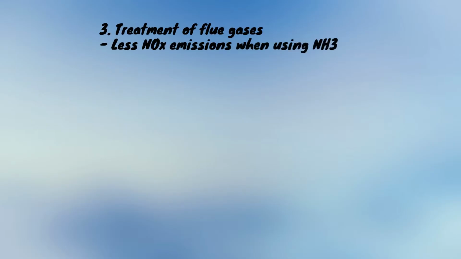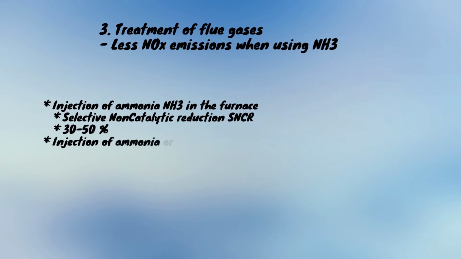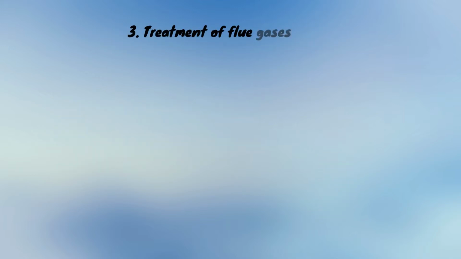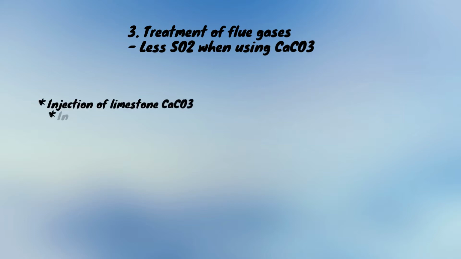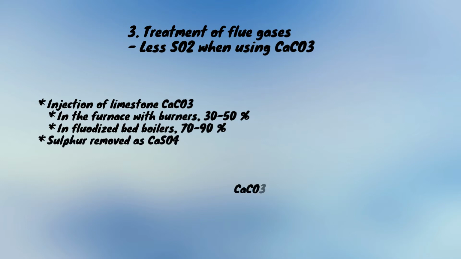Nitrogen oxides can be reduced using ammonia. The injection of ammonia in the furnace results in a reduction of 30 to 50%, while the injection of ammonia or urea in flue gases gives 80 to 90% reduction. Sulfur dioxide emissions can be reduced if limestone is added in the combustion. This calcium carbonate makes in the furnace calcium sulfate, which can be removed together with particulate matter.